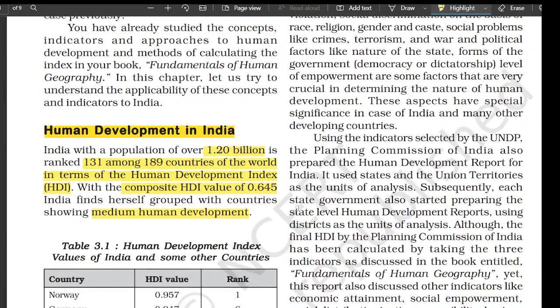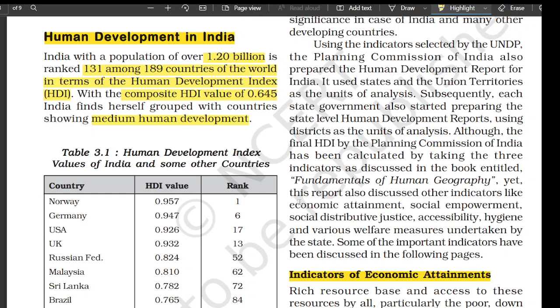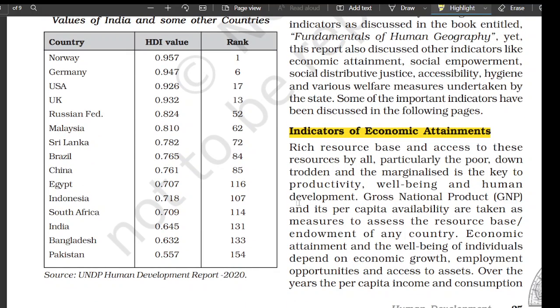Below this paragraph is a table, table 3.1, which tells us the Human Development Index values of India and some other countries. Norway leads the table with an HDI value of 0.957 and rank of 1. Below Norway, we have Germany and USA. And in fourth position, we have UK. Fifth is Russia. Then Malaysia, Sri Lanka, Brazil, China, Egypt, Indonesia, South Africa. And below South Africa, we have India, with an HDI of 0.645. Below India, we have Bangladesh, and then we have Pakistan with an HDI of 0.557 and a rank of 154.